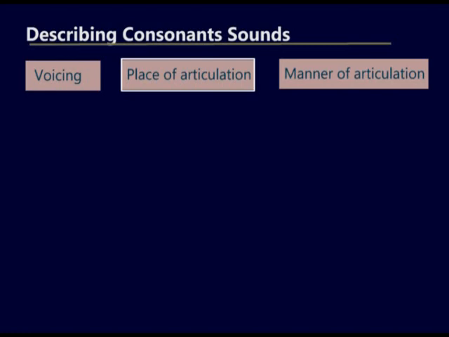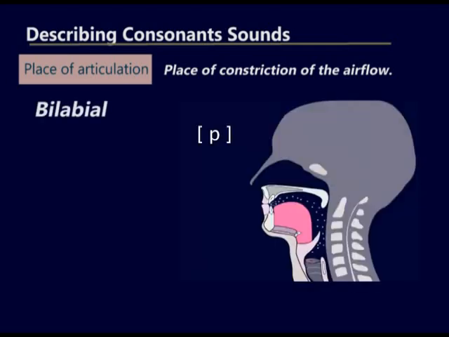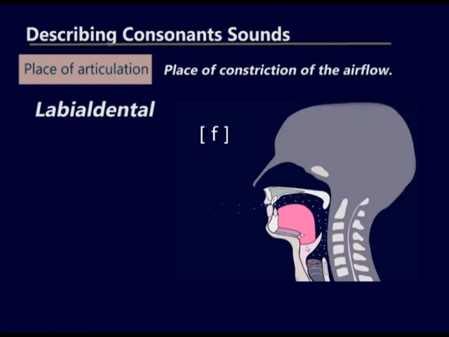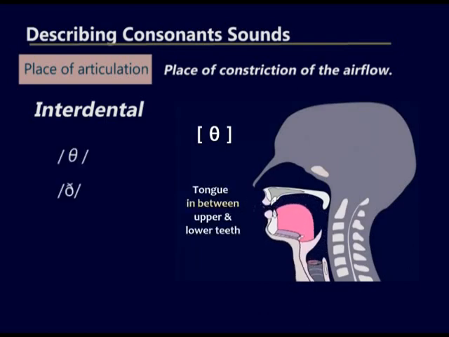Place of articulation refers to where in the vocal tract the constriction of airflow takes place. Bilabial sounds are produced with both lips, like P, B, M. Labiodental sounds are produced with the upper teeth and the lower lip, such as F, V. Interdental sounds are produced with the tongue in between the upper and lower teeth, such as Th, Th.